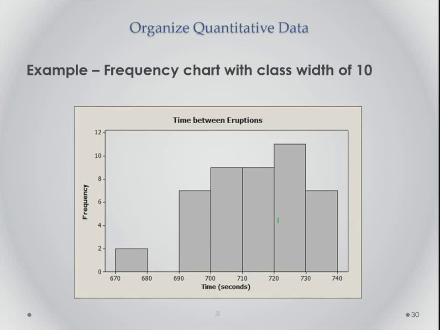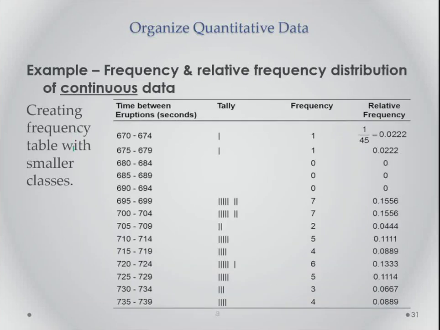What if we doubled the number of classes? We could go ahead and double. What we're doing is we're just going to cut the classes in half. So 670 to 674, 675 to 679, and then all the way down. We have the same starting point, and we have the same ending point. We've just cut them and done it by 5s. So that we end up with 14 classes. And we tally up the same way, and we add up the same way, and we divide by 45, and we have our relative frequency.